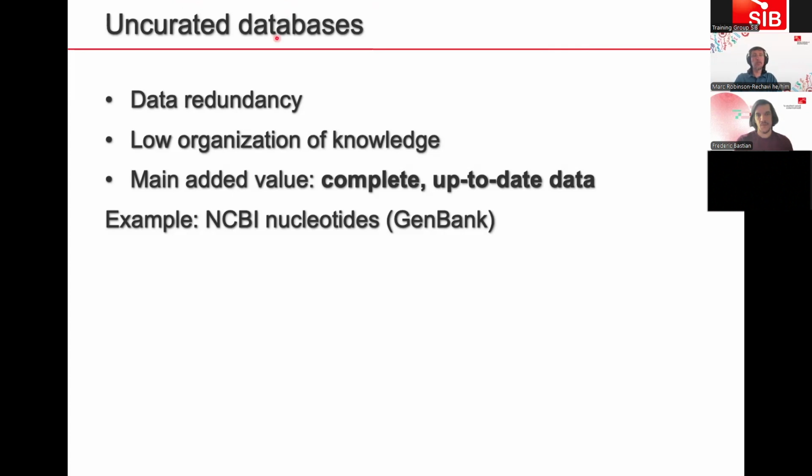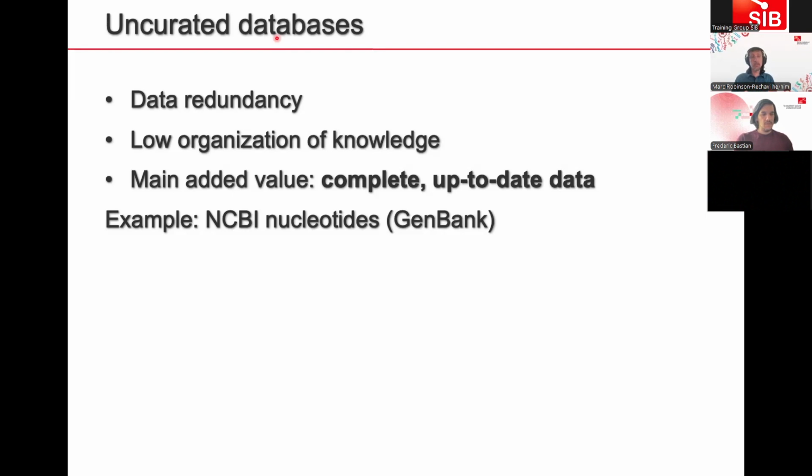To come back to our curation, so there are two types of databases in biology, uncurated and curated. Uncurated databases, a typical example we have all used is NCBI Nucleotide, which we also know as GenBank. It has advantages that it's very complete and very up to date. Someone puts data into GenBank, submits a sequence, the next day it's there. And anyone who submits sequences to GenBank, they are all there. So it is very complete and very up to date, but it has a lot of data redundancy.